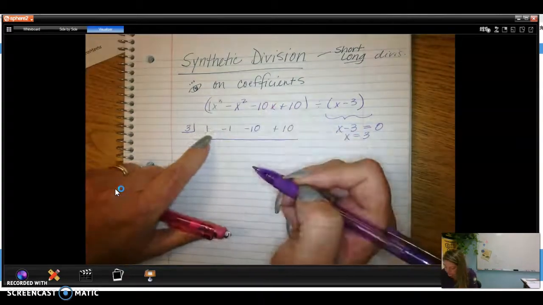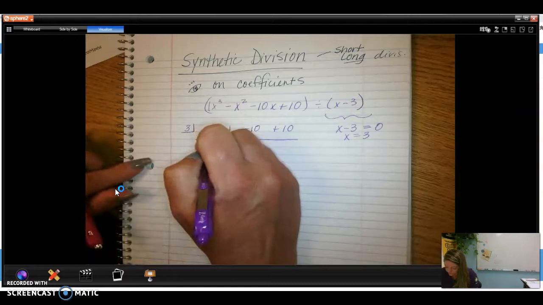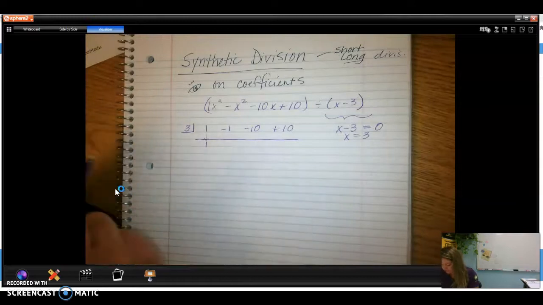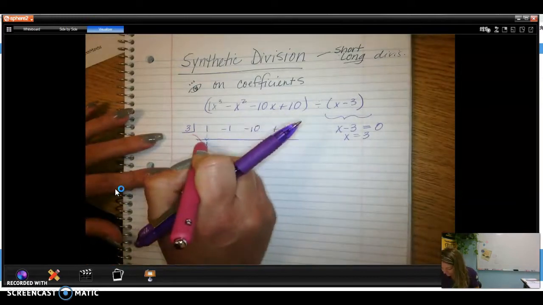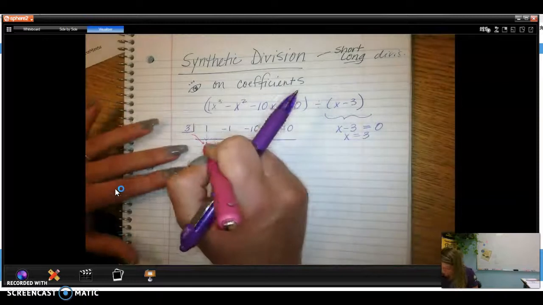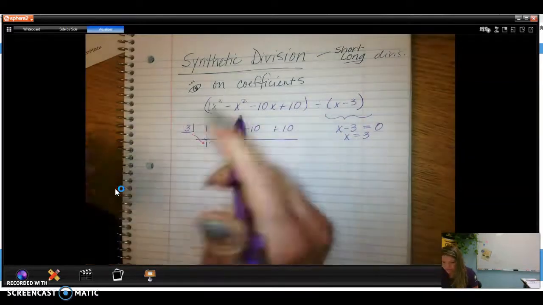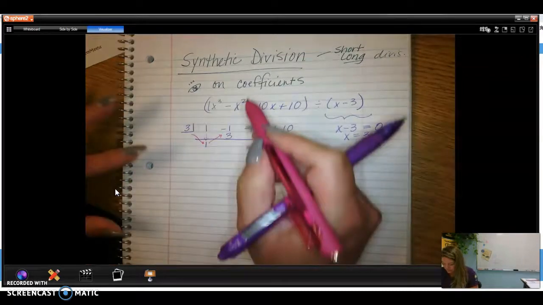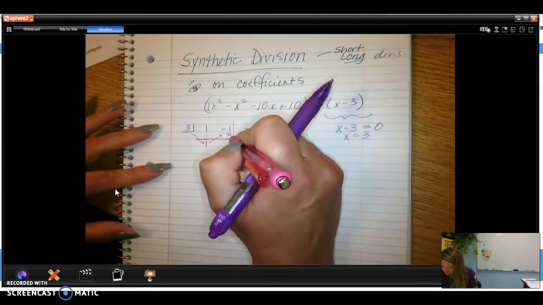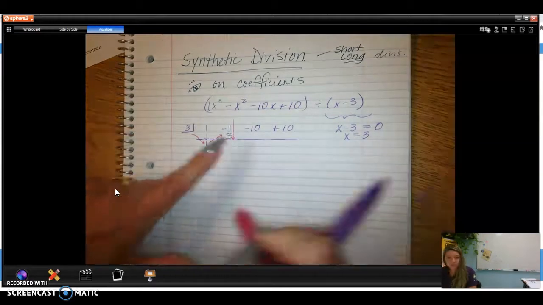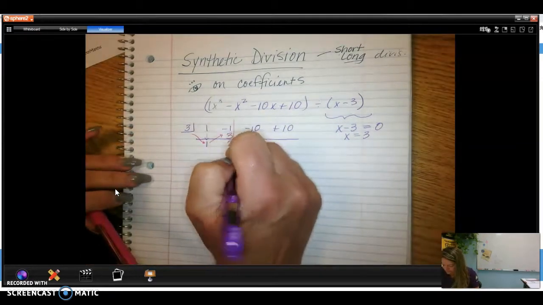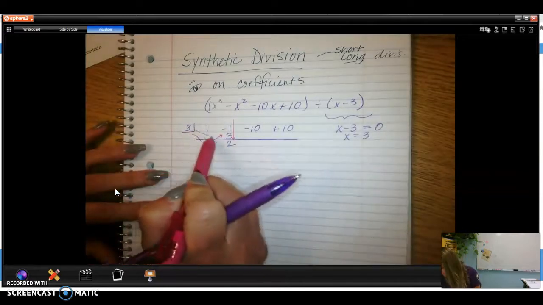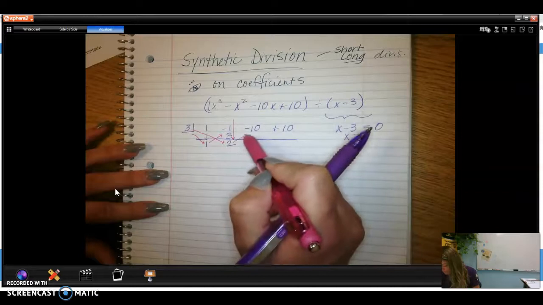Are you ready? You're going to take this first number and you're just going to drop it straight down. Then what you're going to do is multiply. So we're going to take 3 times 1, and that number is going to go right here in this space. So 3 times 1 is 3. Then you're going to add straight down. Negative 1 plus 3 makes a positive 2. And then you do the process again. So we're going to multiply 3 times 2. That number goes here.